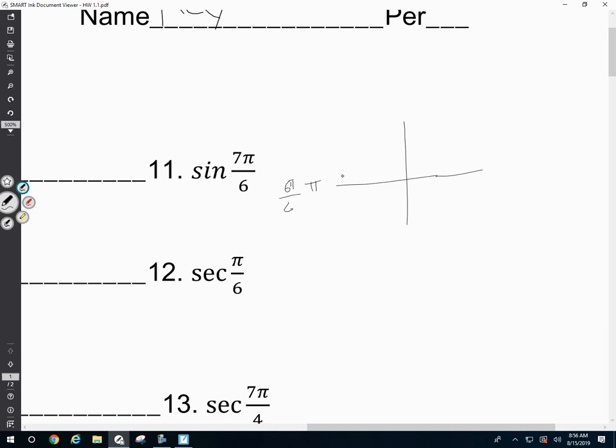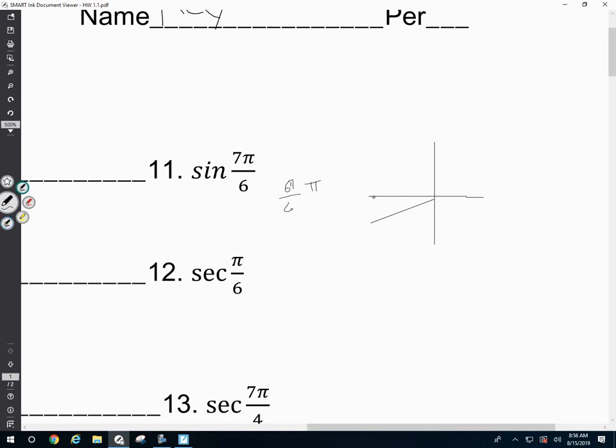If I add a pi over 6, that puts me in the third quadrant. Pi over 6 gives me a reference angle of 30 degrees. That's a short 30, 60, 90 triangle. So here's pi, 6 pi over 6. Add a pi over 6 puts me there. Remember, adding, subtracting.